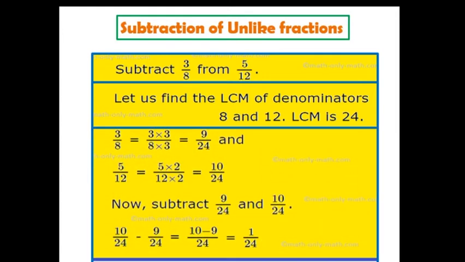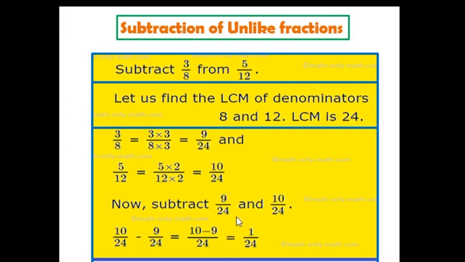Take the first fraction, that is 3 by 8. We continue with the denominator as 8 multiplied by 3. So we get 24, that is our LCM, and the same multiplication, 3, you multiply in the numerator also. So we will get 9 upon 24. Now the next fraction you have to do like that. After that we have to do the subtraction. In our question, 3 by 8 is asked from 5 by 12.